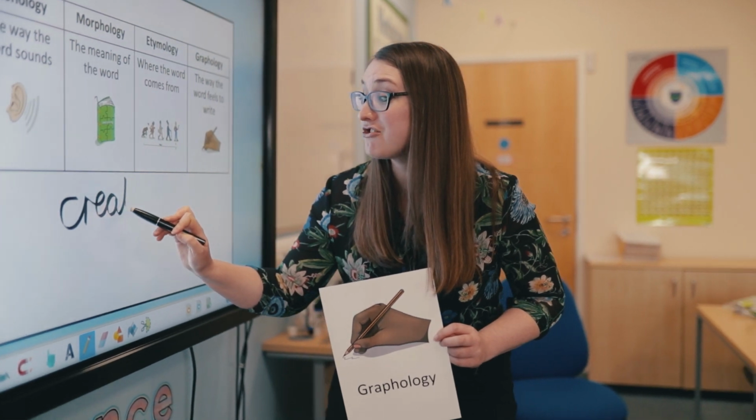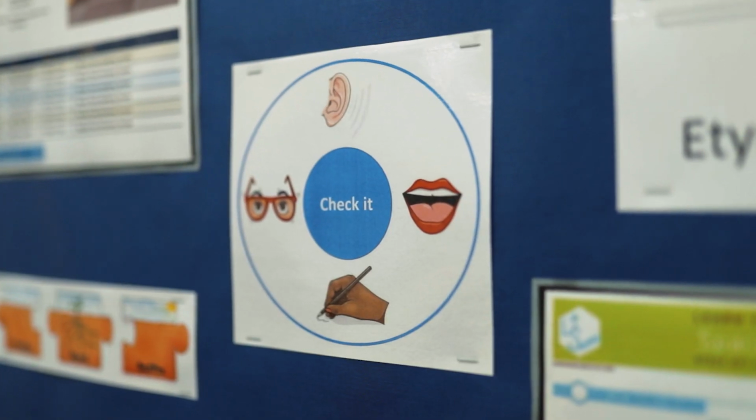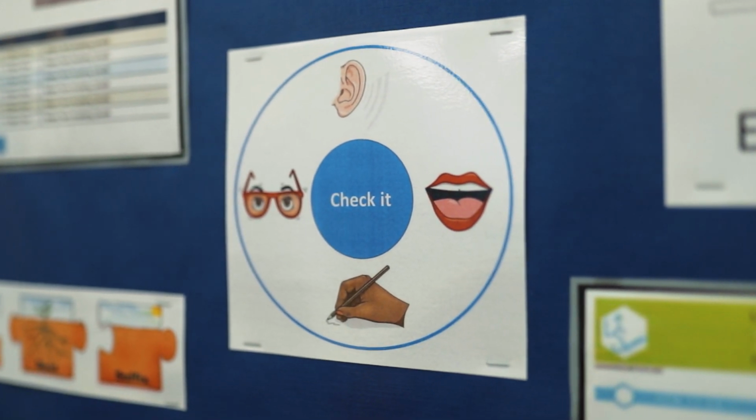In our active spellings, we learn different ways how to spell any words and how to learn them. We know the words that we've learned how to spell and how to remember them. The active spelling has had a huge impact on the children and their progress in spelling since we've started it here at Manor Farm Academy. The children are learning new spellings and they're remembering more of them.